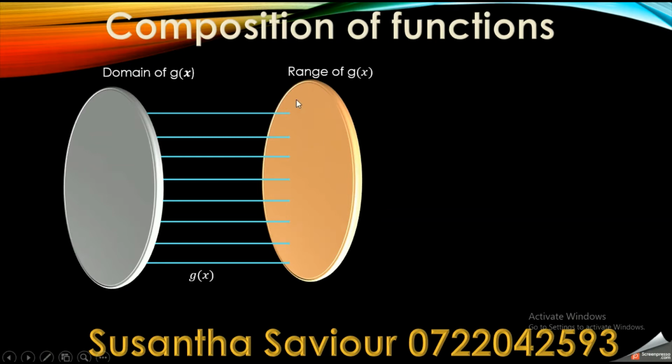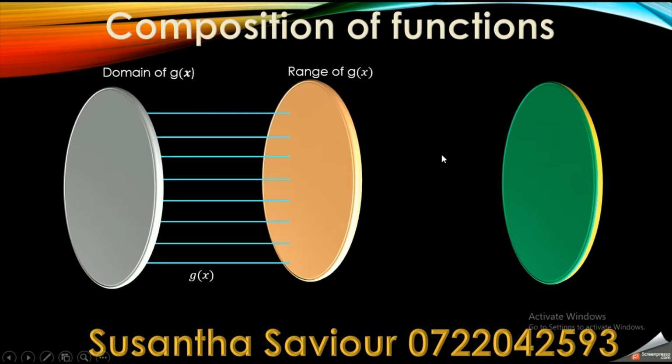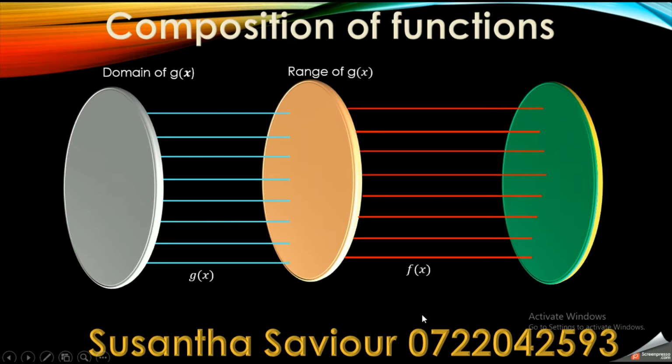Now this g(x) will be launched back again like this, and this function is f(x), right? And then the result of this function is given a special name, f(g(x)), f of g(x). The domain of this f function is the range of g(x).